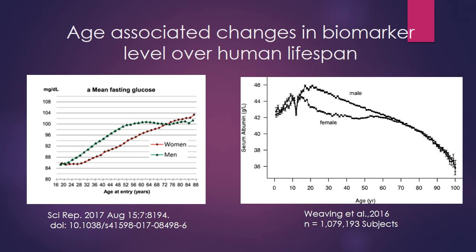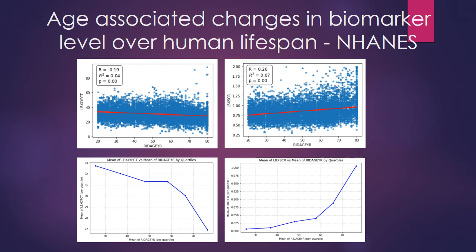Age-associated changes in biomarker levels over the human lifespan. This visualizes how average values of certain biomarkers change with age when observed over a large-scale population, displaying graphs where mean fasting glucose increases and serum albumin decreases as people get older. Age-associated changes in biomarker levels over the human lifespan, NHANES data. The slide provides further scatter plots demonstrating how markers like lymphocyte percent and serum creatinine level correlate with chronological age and shows the findings can be easily reproduced using a massive public dataset.